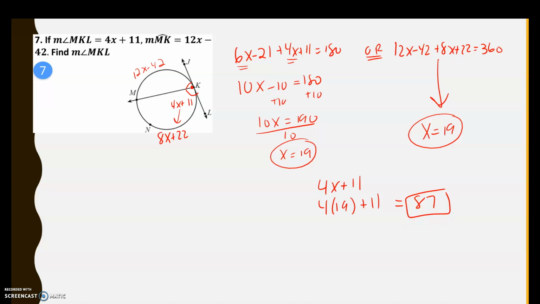Again, there was a typo originally if you did this pretty early on in the day, and then I fixed it. So hopefully not everybody saw that. The answer really is 87.